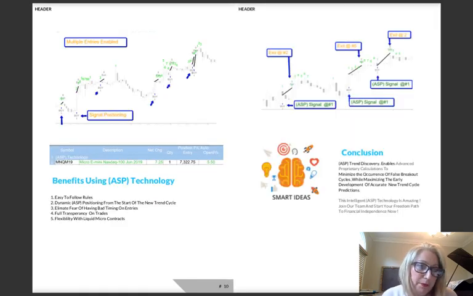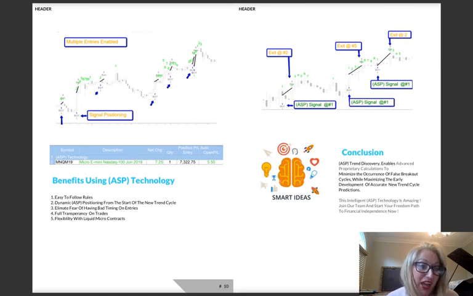Multiple entries enabled. Benefits of using ASP technology. It's easy to follow rules, number one. Number two, dynamic auto signal positioning from the start of the new trend cycle. So it's like immediately the trend cycle. And just so you know, TradeStation, I call it like automation station. It's a place for traders and major developers that are super smart developers, they can develop ASP technology on TradeStation. So if you've got some phenomenal trader that can dive in and write some technology, you're in.